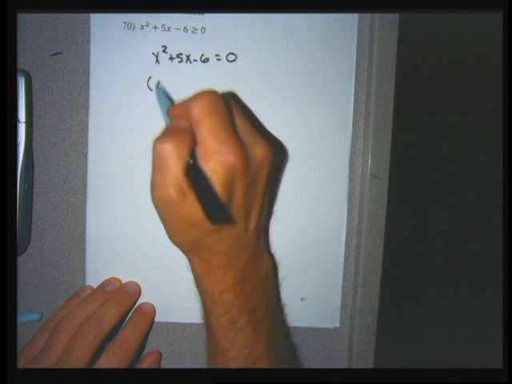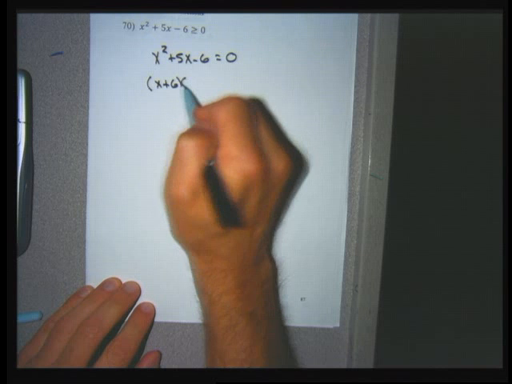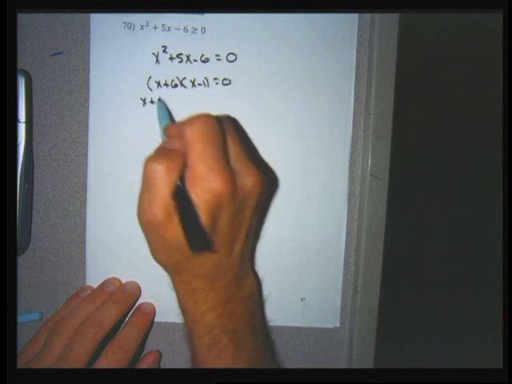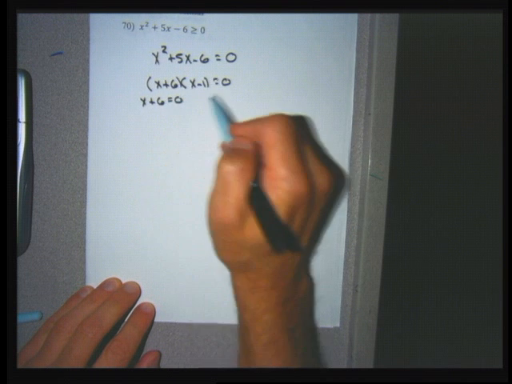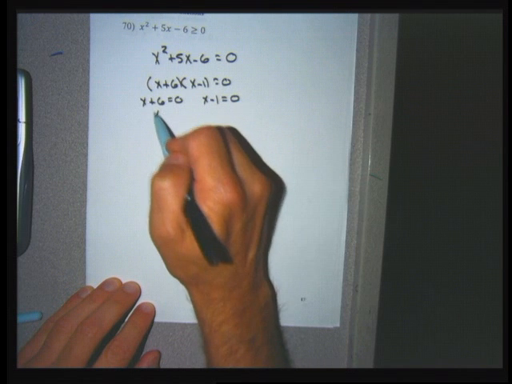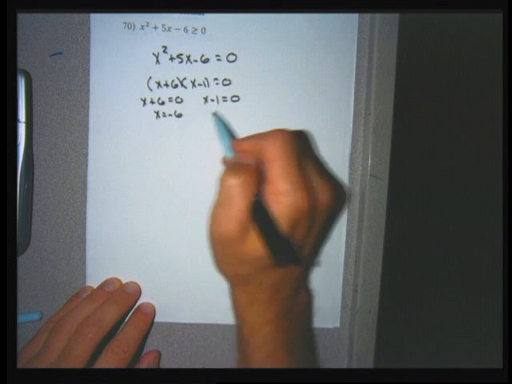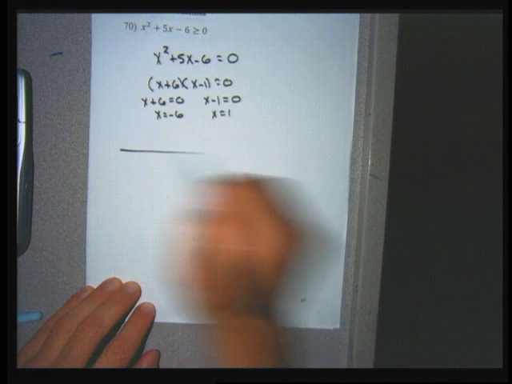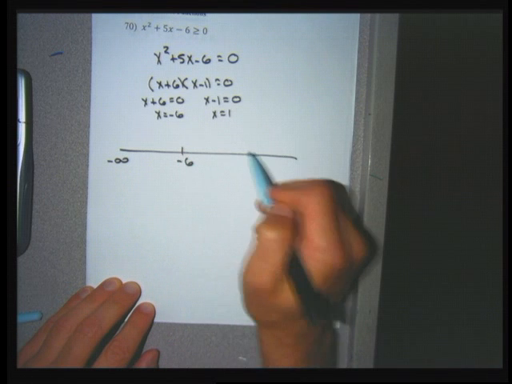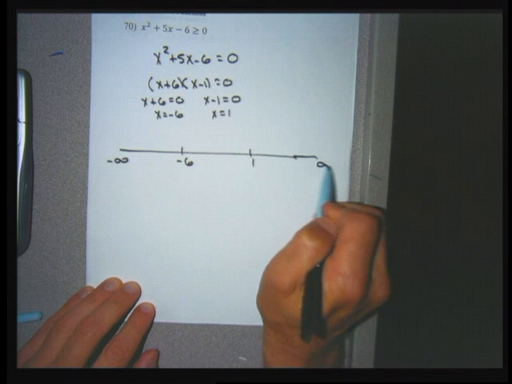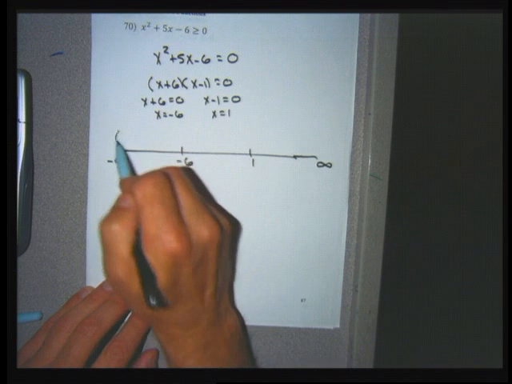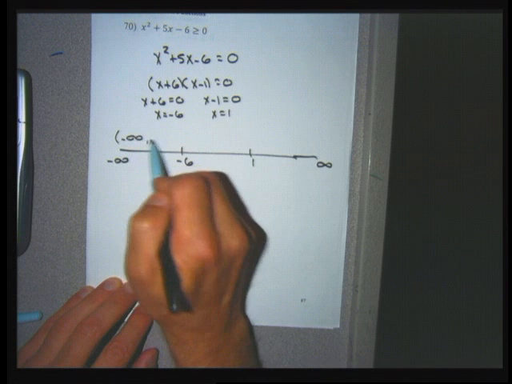And factor this into x plus 6 times x minus 1 equals 0. Go x plus 6 equal to 0, x minus 1 equal to 0. This gives me x equals negative 6, x equals 1. My number line has a negative infinity, a negative 6, positive 1, and a positive infinity. Square brackets on the negative 6 and 1 because they are equal to. Infinities always get round brackets.